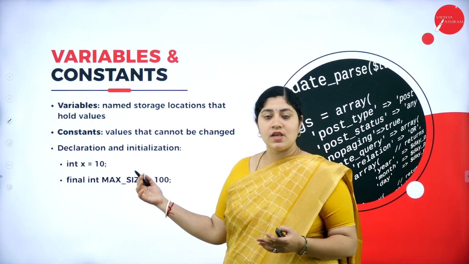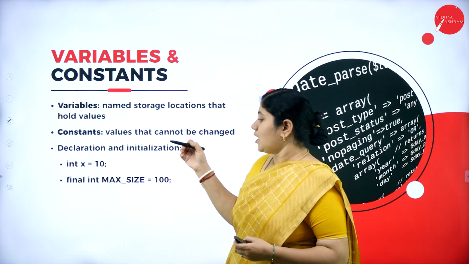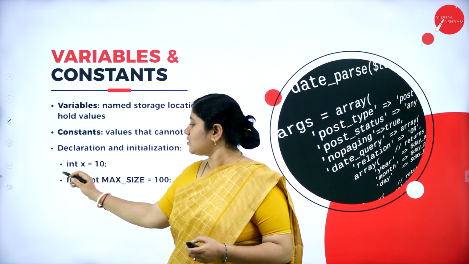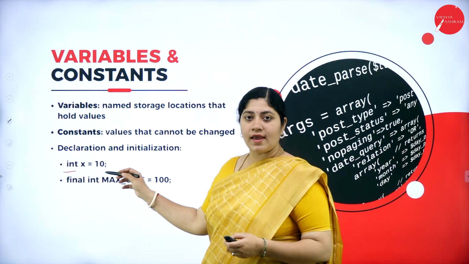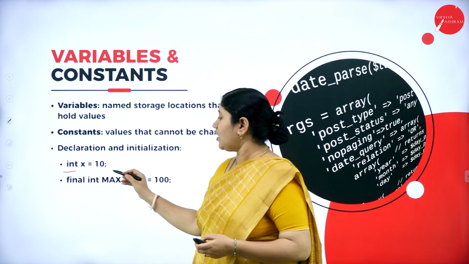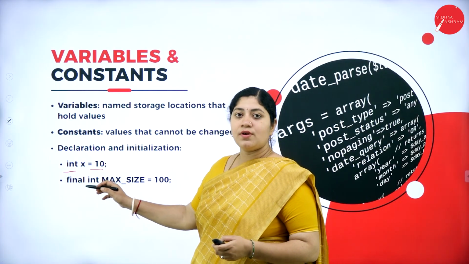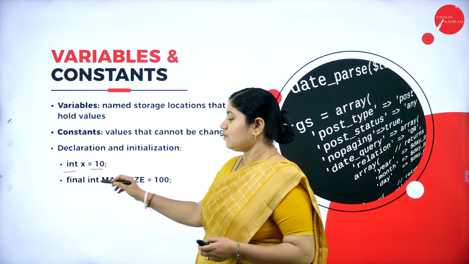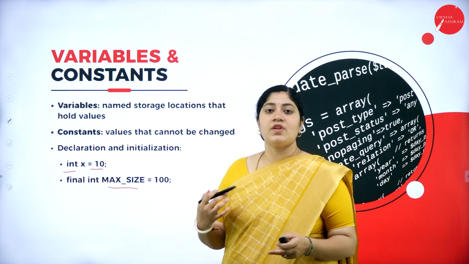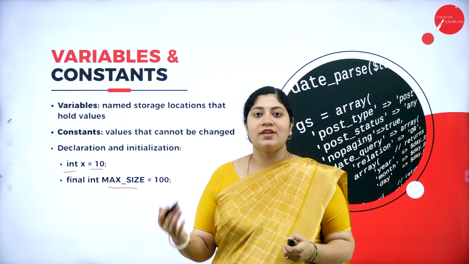Alright, now let's see how to initialize as well as declare the variables. Let's see an example. Here we have considered a data type, int, followed by x, a variable which is assigned a value of 10. So this is done. Finally, we are going with a declaration where we are defining final int MAX_SIZE equal to 100. So this is all about variables and constants.